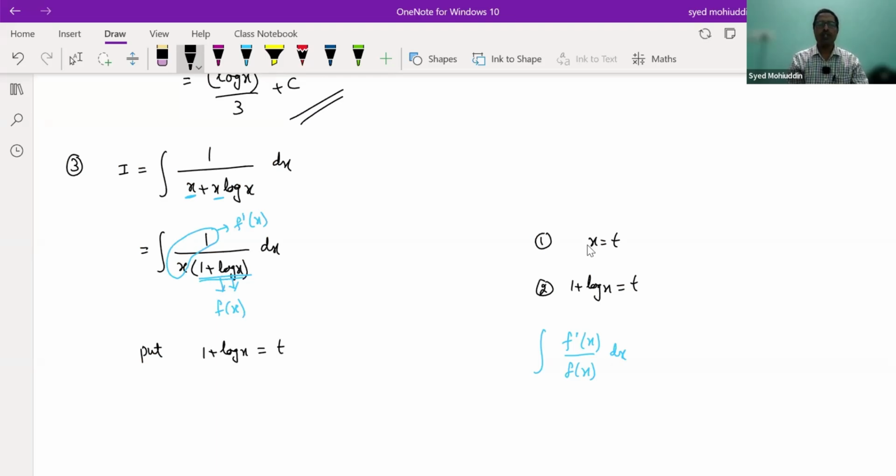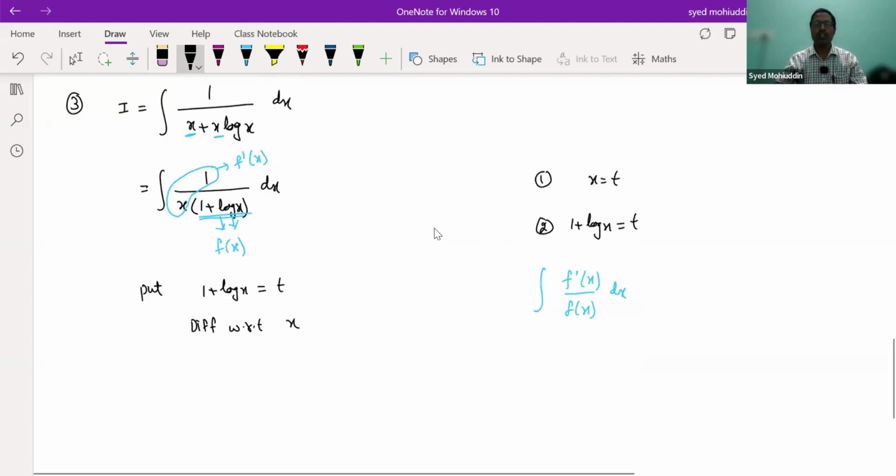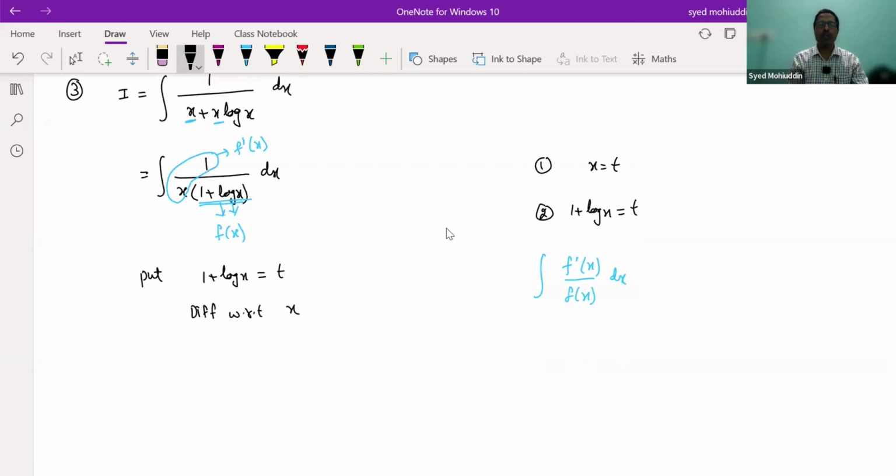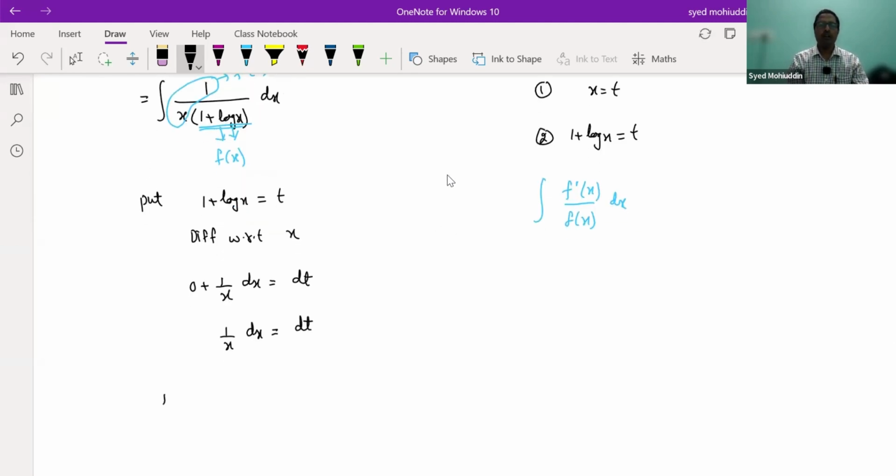Now let us try to differentiate this with respect to x. If we differentiate this with respect to x, the derivative of 1 will be 0 and the derivative of log of x will be 1 by x, so 1 by x into dx is equal to dt. Ignoring this 0, I'll be getting 1 by x into dx equal to dt.